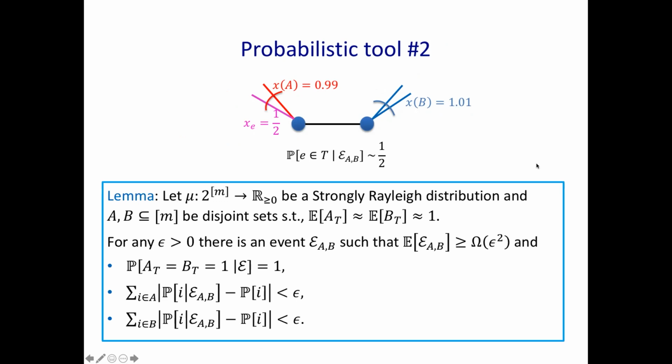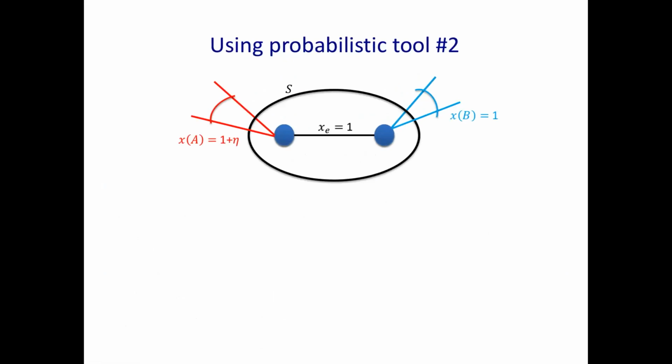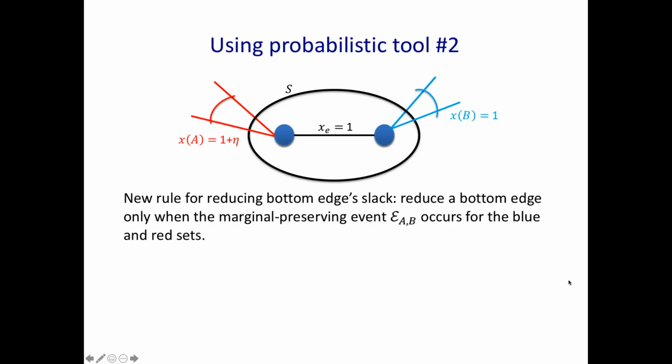Okay. And using this, we can now change the rule for reducing bottom edges. Instead, we're going to use the tool I just mentioned. We're going to reduce a bottom edge with disjoint sets A and B going higher from its left and right top sets, only when this event EAB happens and when this bottom edge has intersection 1 with the tree. So then whenever E is reduced, both blue cuts are even and marginals are preserved.